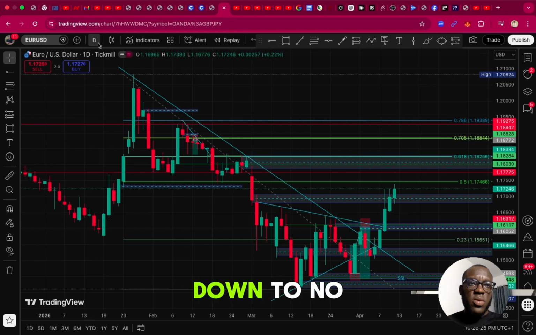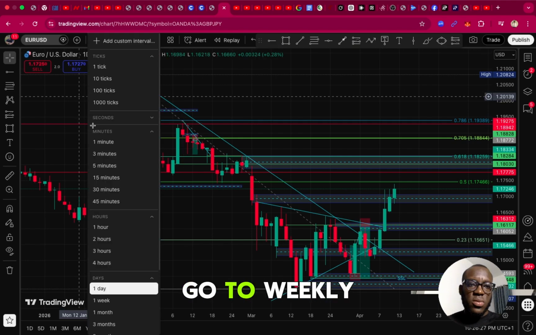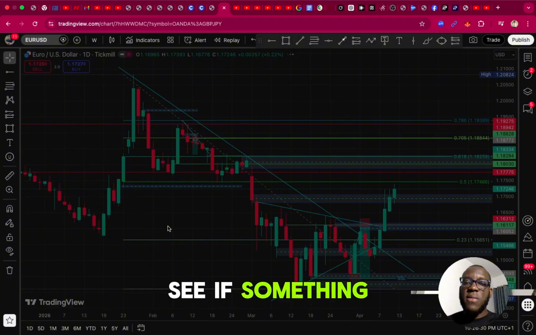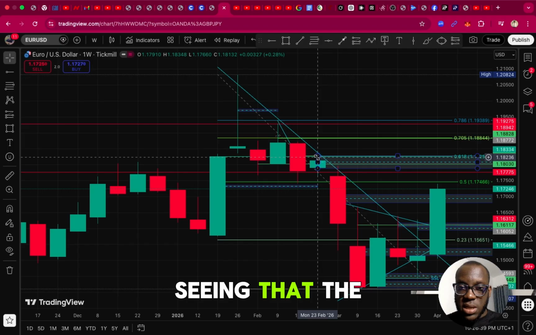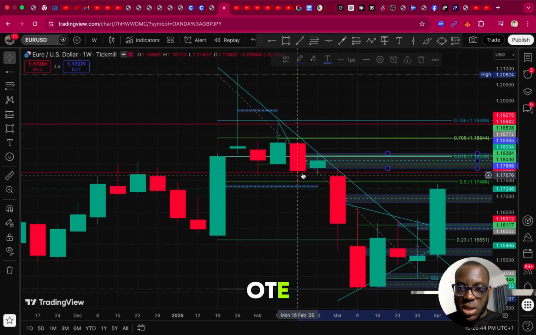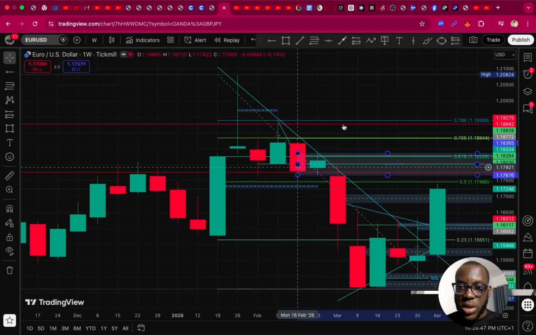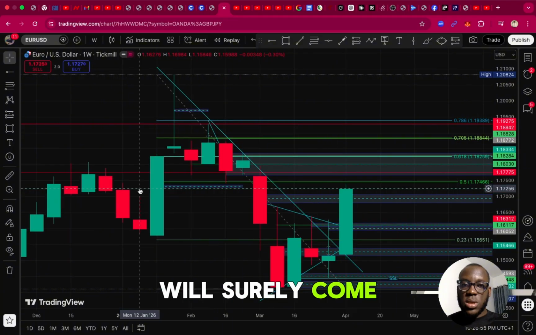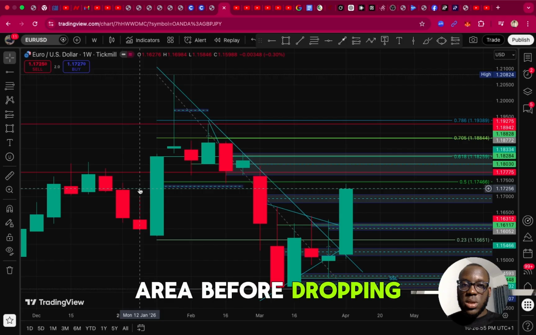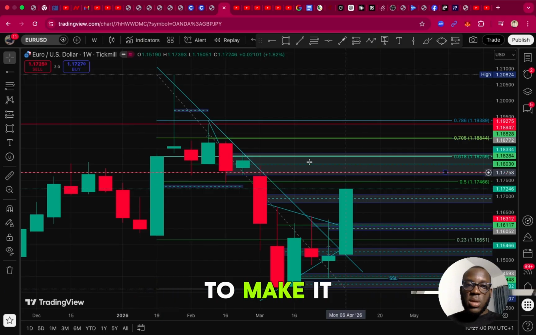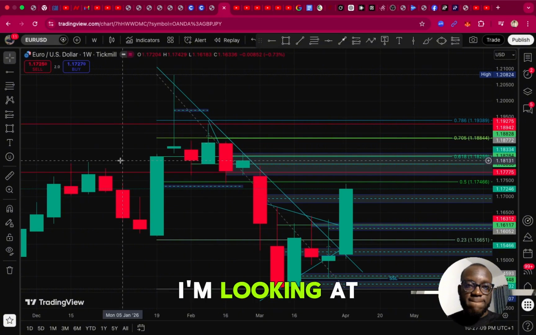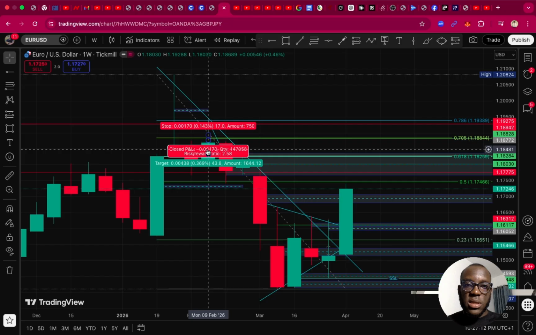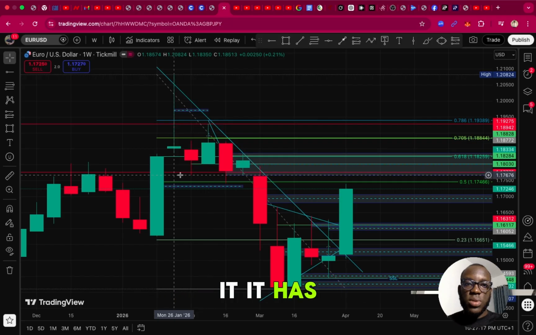So let me go down to, no, before I do that, let me go to the weekly time frame and see if something will come up. All right, here we are seeing that the position where we have our OTE actually covers a higher range. So what we are looking at is that the market will surely come into this area before dropping, but we need to make it more precise, which I'm looking at. I'm looking at this ultra candle. Since the market broke it, it has broken this area.